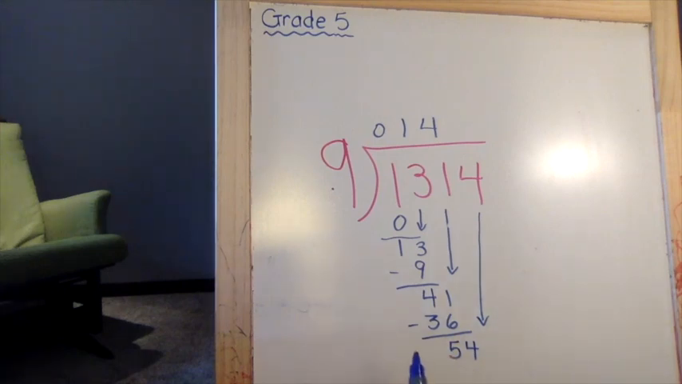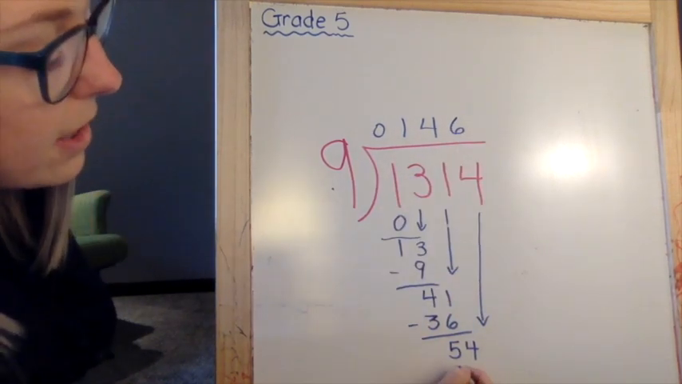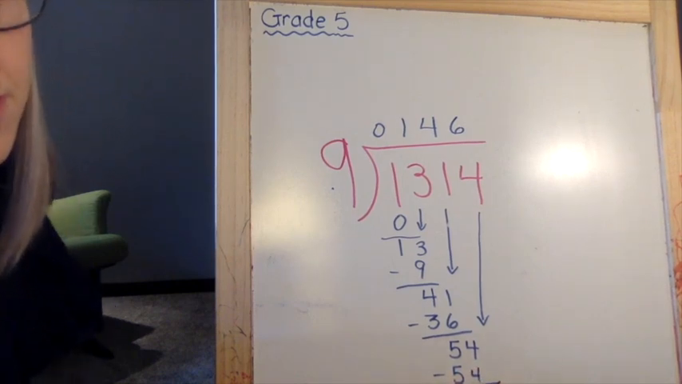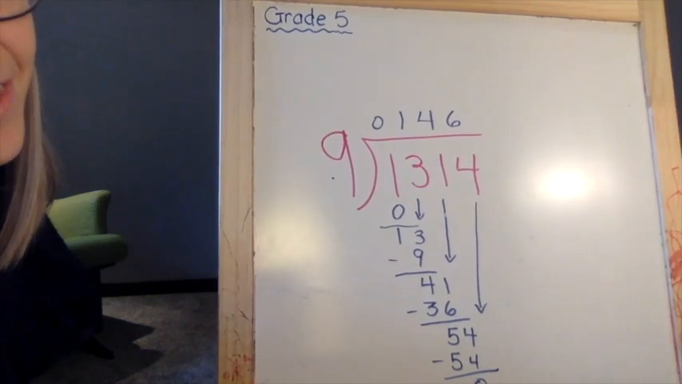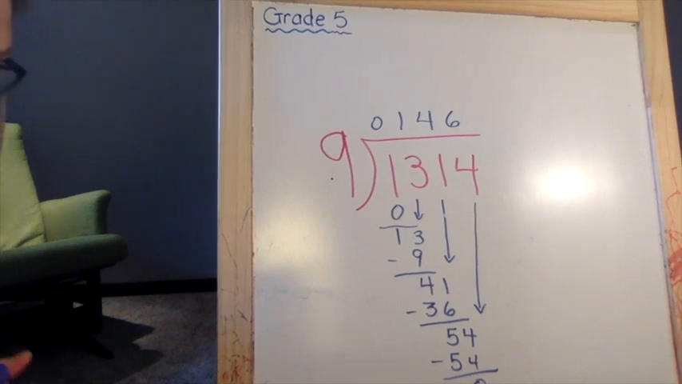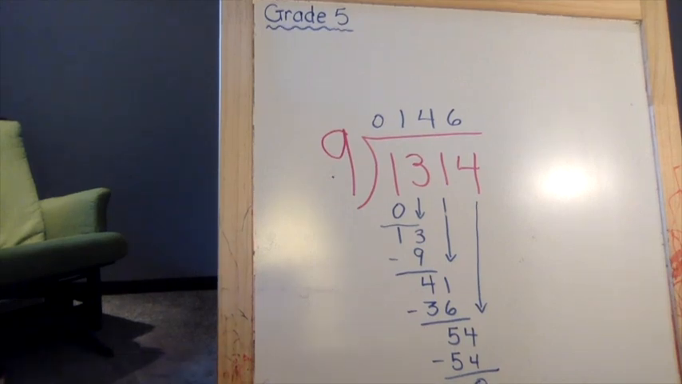9 goes into 54. Think about it. Think about your 9 facts. It goes into 54 6 times. 9 times 6 is 54. Now I subtract for a difference. Oh no, you can't see my difference. For a difference of 0. So that means that I've completed my long division for today. These big numbers didn't scare you. You've got this. You just do the same steps. It's just a little bit of a longer process.